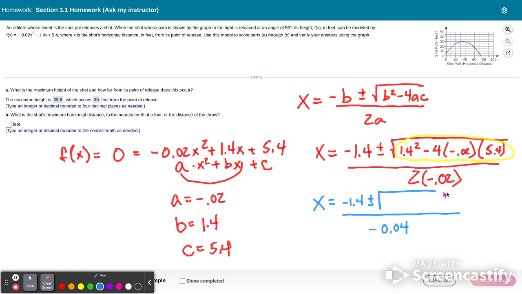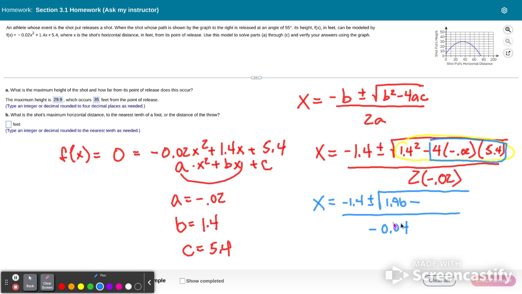And then I'm going to do the radical. So on my calculator, I'm going to do 1.4 squared. Okay, so that gives me 1.96. Then I'm going to put my minus sign. I'm going to take my numbers right here and multiply them together. So I'm going to do 4 times negative 0.02 times 5.4.